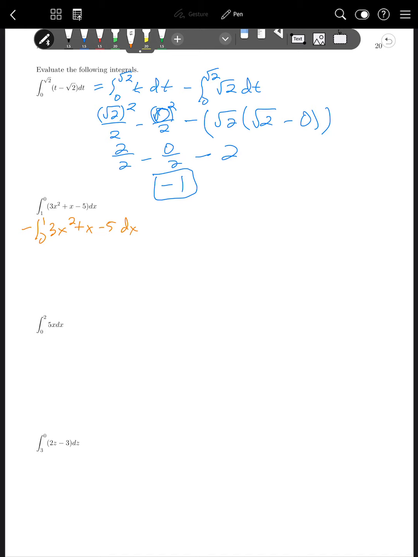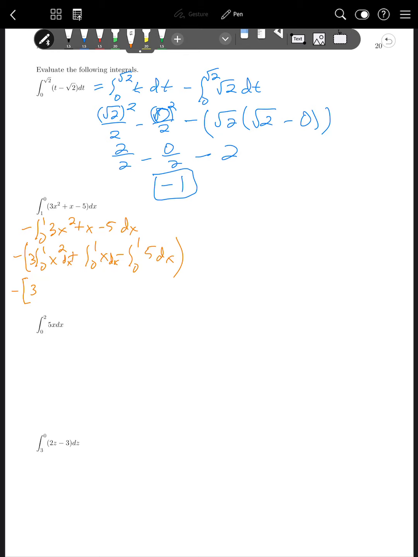And now we can break it apart using our rules. So the negative stays all the way out in front: the integral from 0 to 1 of 3 times x squared, plus the integral from 0 to 1 of x, minus the integral from 0 to 1 of 5. And I forgot to put dx's on all these. And then close that parenthesis because we're going to take the opposite of whatever we get. So now we can use our rules.